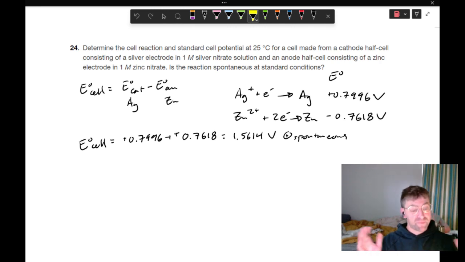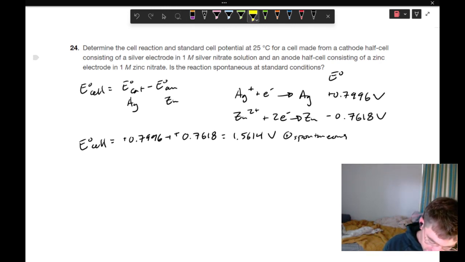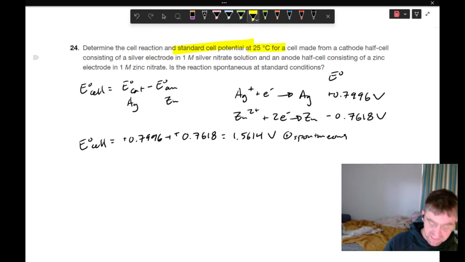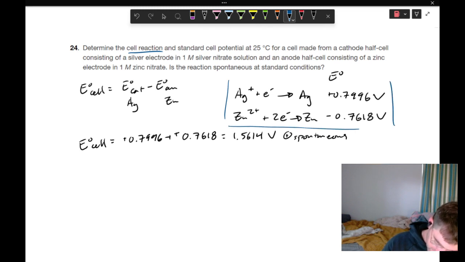Okay, so that's half the problem. We have figured out the standard cell potential at 25 degrees Celsius, standard temp and pressure, right? We didn't have to change anything special about this. Now we need the full cell reaction. And this is where our stoichiometry starts to matter, okay? So we have our half reactions, and I'm actually just going to go ahead and use these up here as a reference.